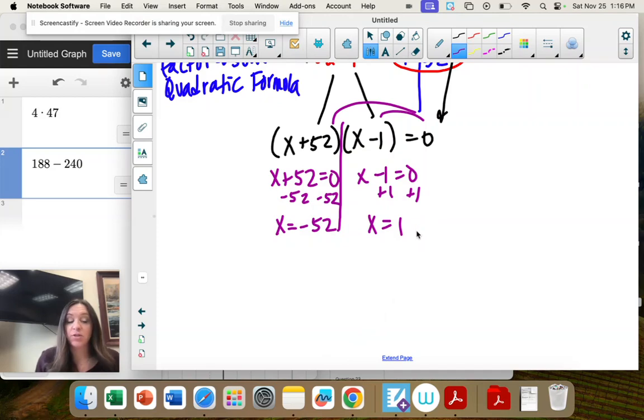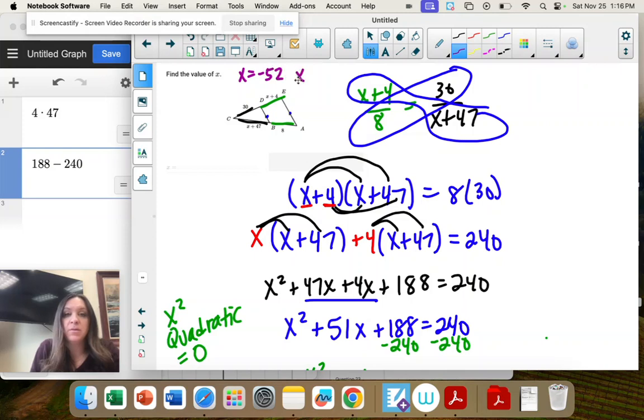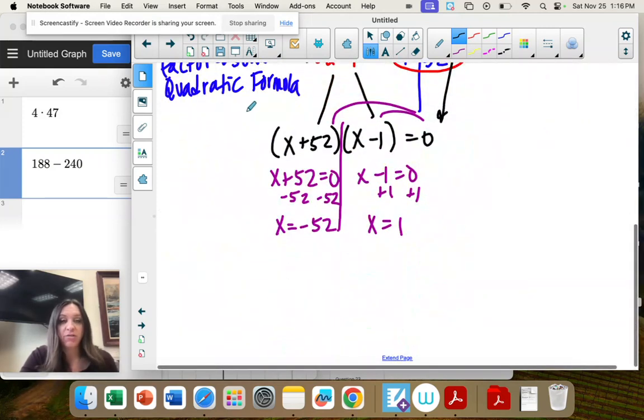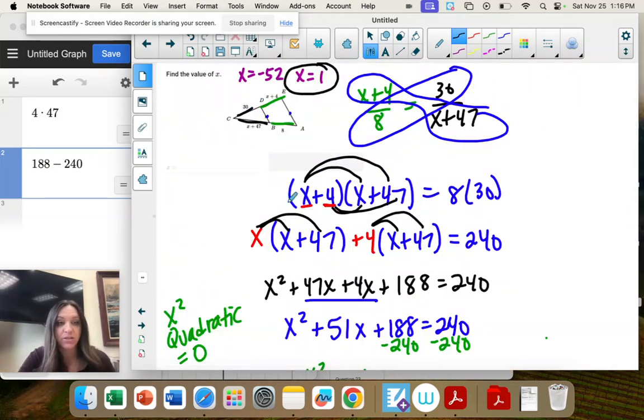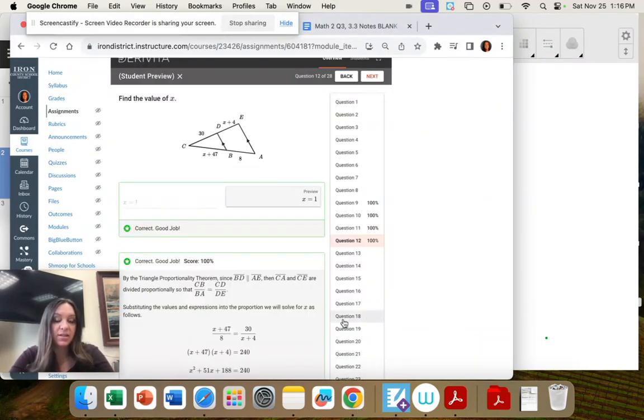All right, so we have two answers. Only one of them makes sense in this problem. If I put in negative 52 right here, my lengths are going to be negative. Can you have a negative length of something? No. So my only answer is x equals 1. And I just want to remind you that if you use the quadratic formula, you're going to get the same two answers, and you're still going to have to pick the one that makes sense in the situation.